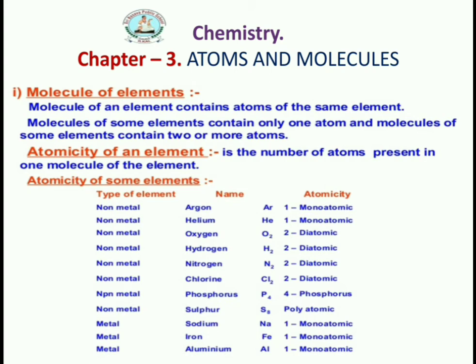Phosphorus here has 4, so phosphorus is tetra-atomic. Then sulfur has 8, so polyatomic, more than 4 we can say polyatomic. Sodium is 1, monoatomic, iron is 1, monoatomic, aluminium 1, monoatomic. So, these are the atomicity of elements. These are also very important for balancing chemical equations.